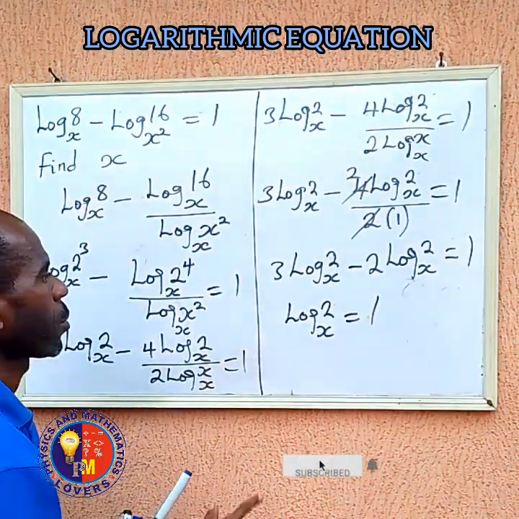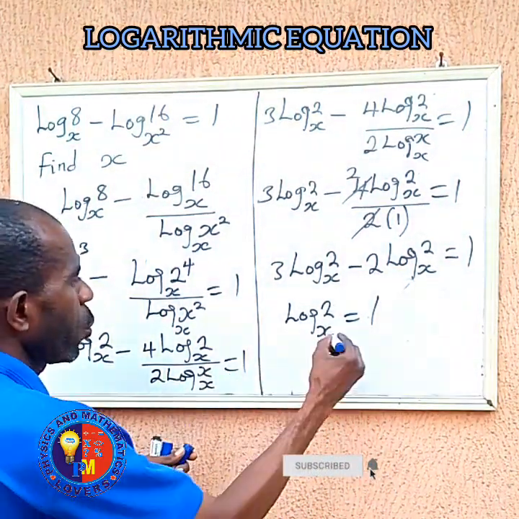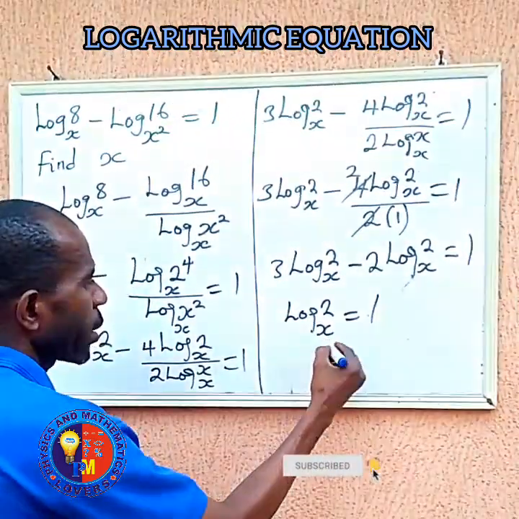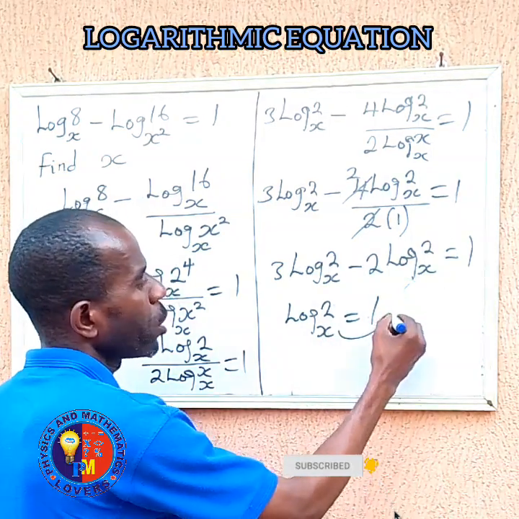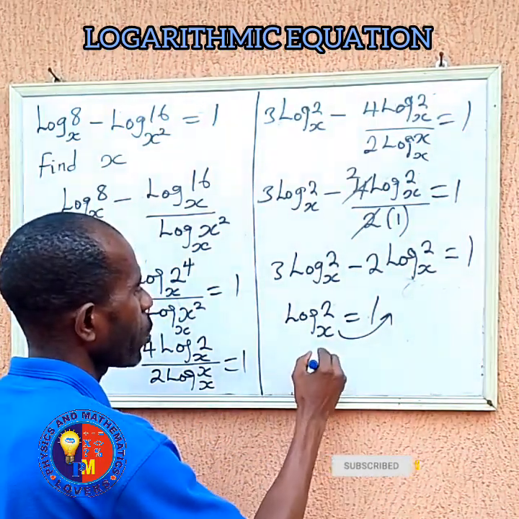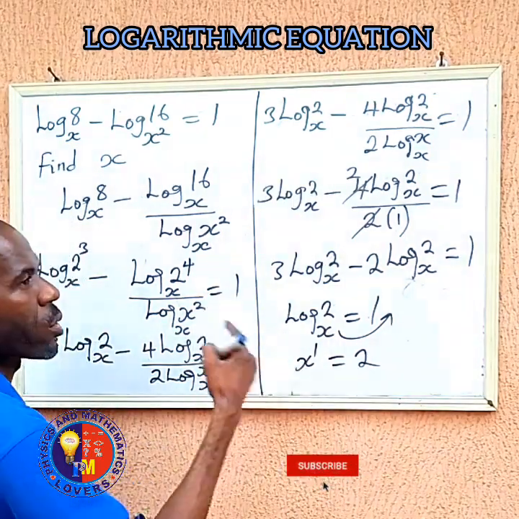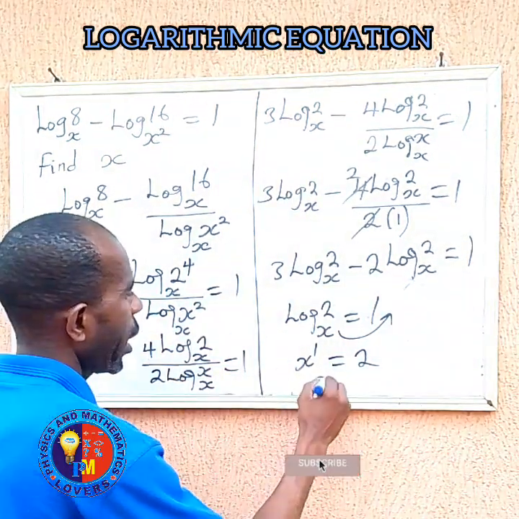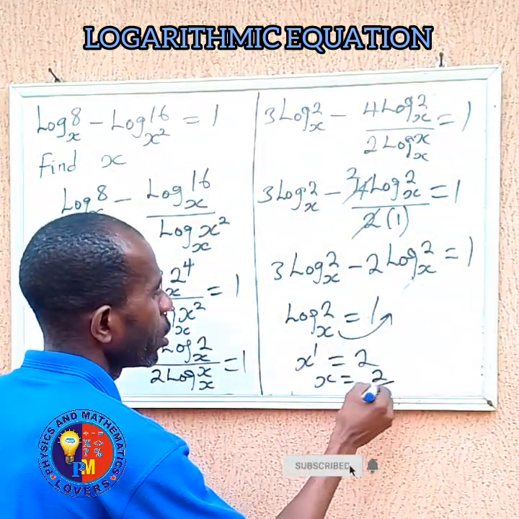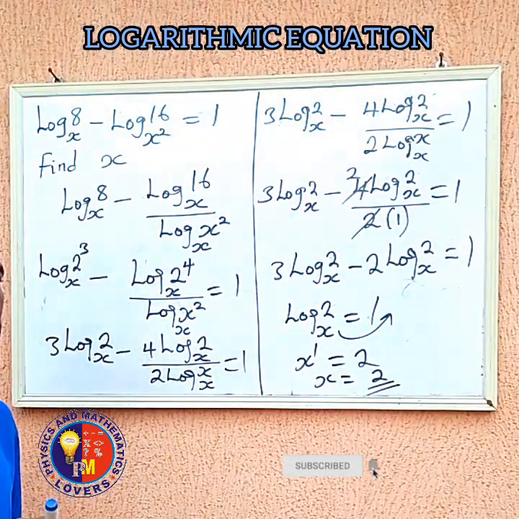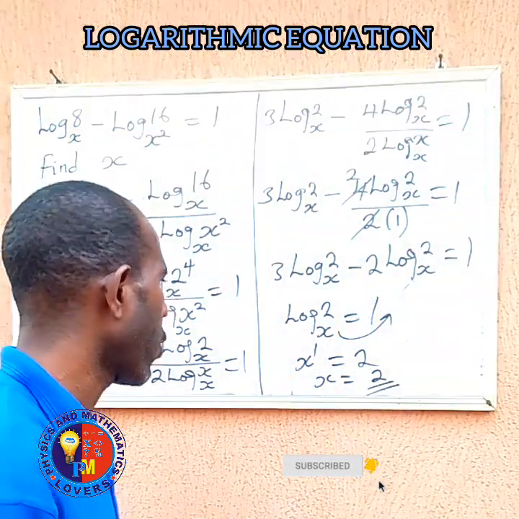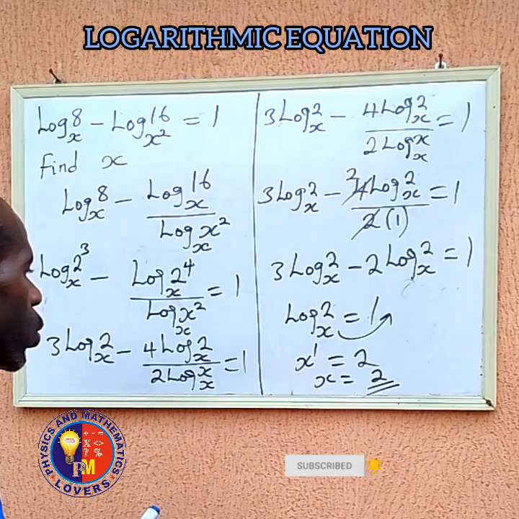So at the end of the day, we have log 2 to base x equal to 1. This is what is going to be raised to this, which means x raised to the power 1 equal to what? 2. So x raised to the power 1 is written as what? x. So x equal to what? 2. So that is your answer. Now let us check if our solution is valid, if our solution is correct.